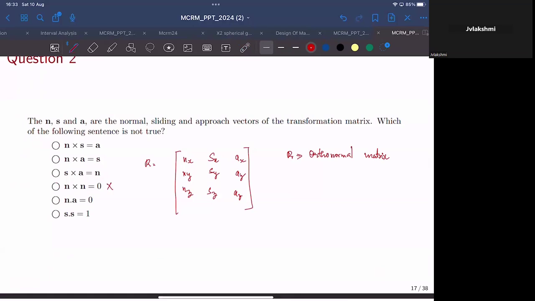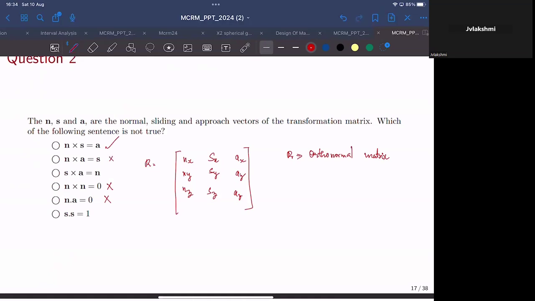Anything else? What is N cross S? N dot A also 0. That is also wrong. N dot A is wrong, because cross product means cos 90. So N and A are orthogonal vectors, so that is also false. What else? Only those two, sir. N, S, A are all orthogonal. So N cross S will give the A. Maybe the minus, we are not considering the polarity. If we are not considering the polarity, we also have to consider A cross N. N cross A is minus S, right? So this is not true, I think.